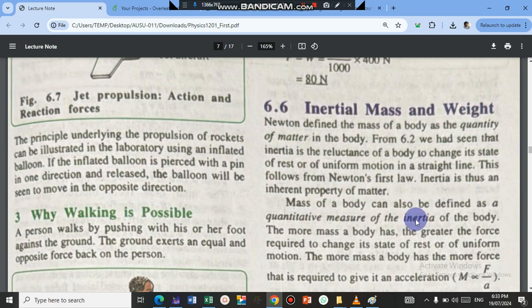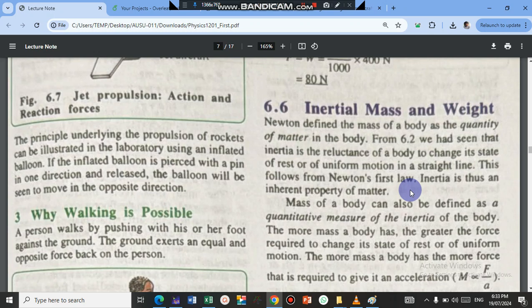What I will say here is this. If a body is at rest, that body wants to be at rest forever. If anything tries to change it from being at rest to being in motion, it will show resistance. This resistance is what we call inertia.